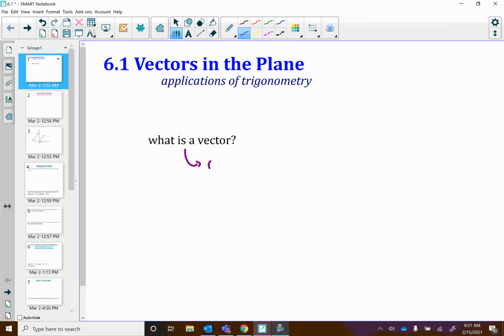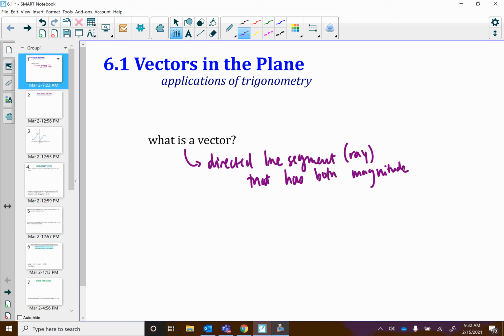It is a directed line segment, otherwise known as a ray, that has both magnitude and direction. Magnitude and direction. So the main things we use vectors for would be something like velocity or acceleration or force, where we are acting on an object in a certain direction.